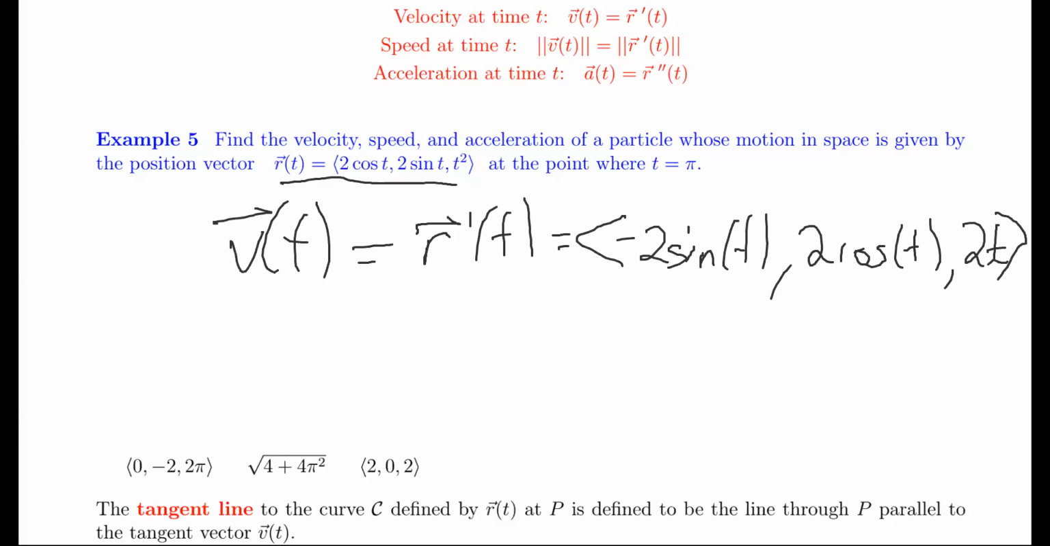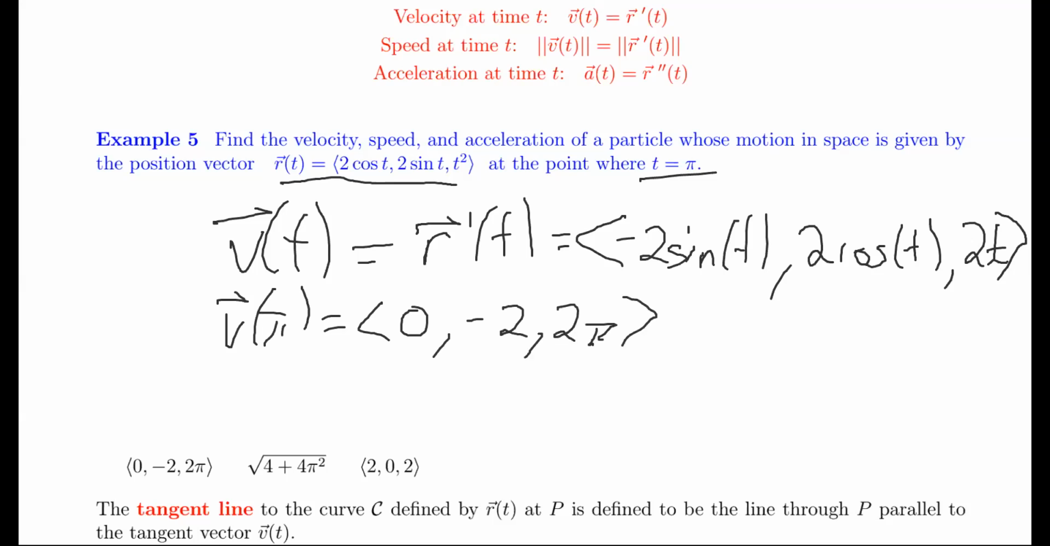We want to know what that is, though, at t equals pi. So you plug in t equals pi. So v of pi is equal to negative 2 times sine of pi. Sine of pi is 0. Negative 2 times 0 is 0. Cosine of pi is negative 1. So 2 times negative 1 is negative 2. And then we get 2 pi. And that is it for the first part of that question. So that is our velocity vector.